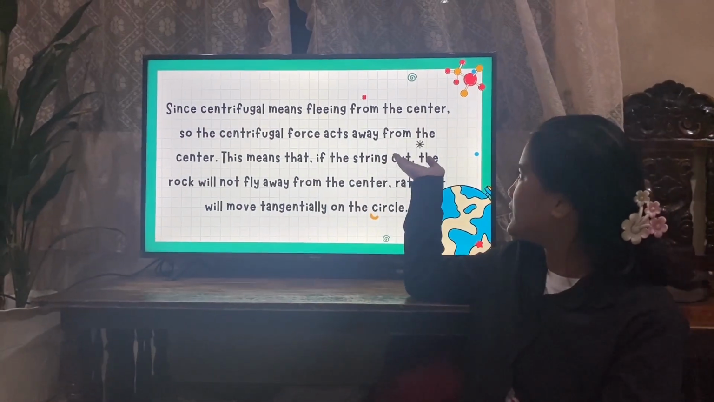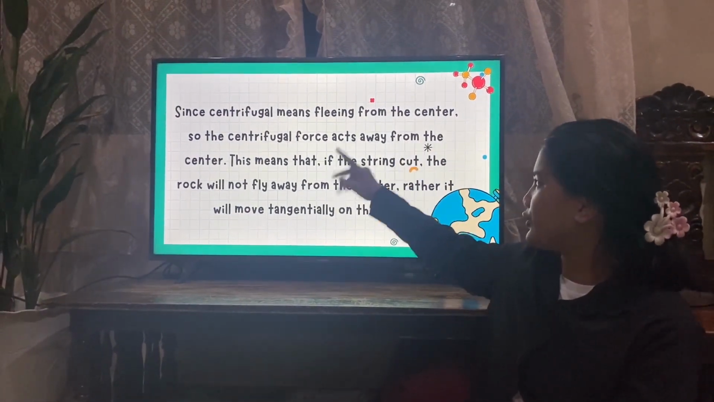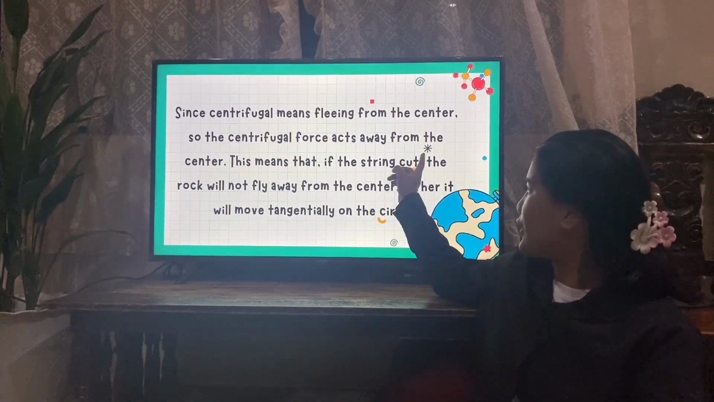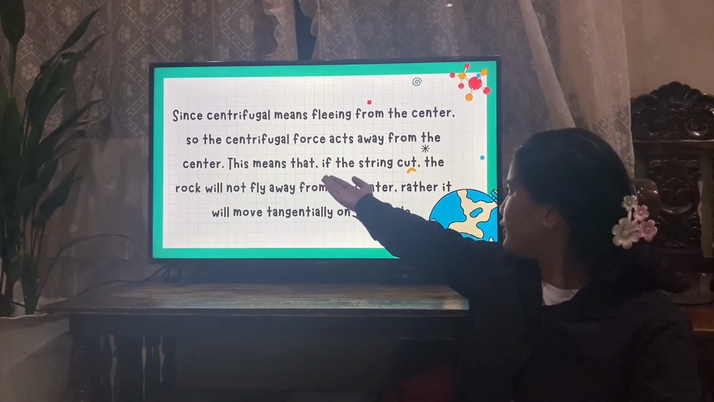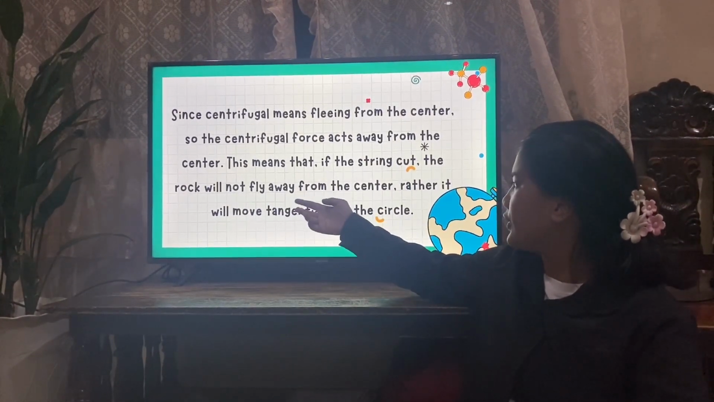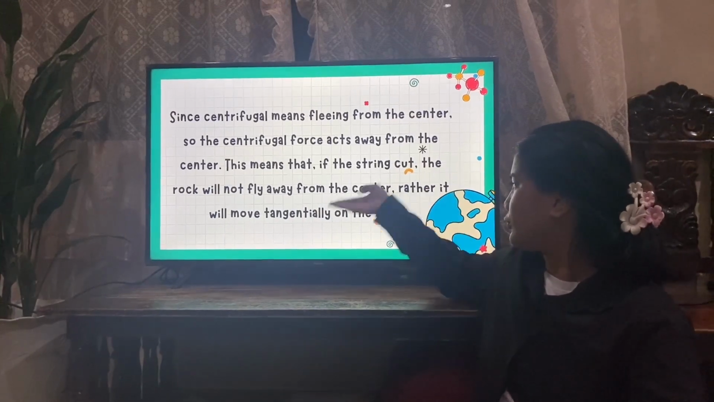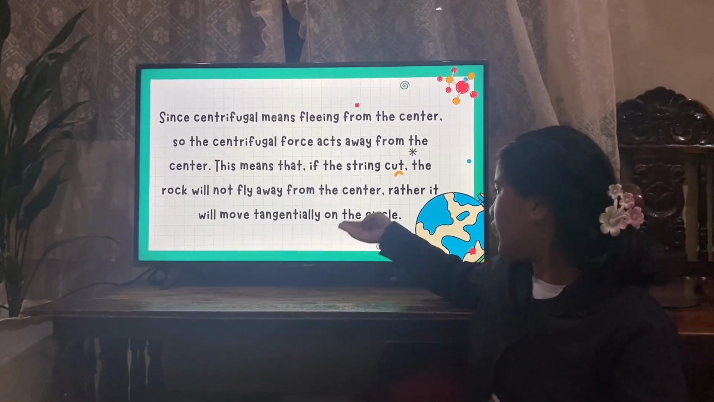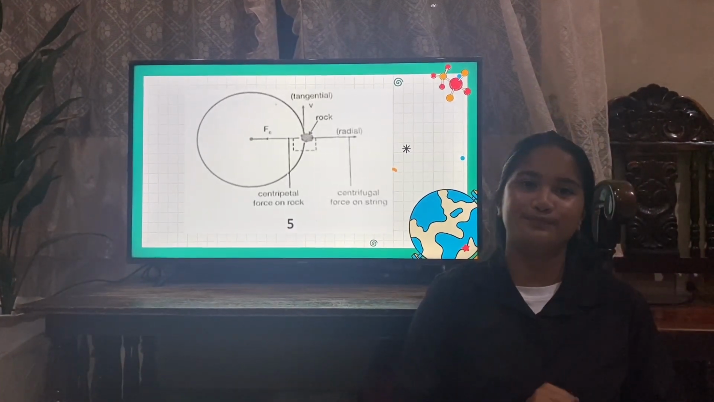Since centrifugal means fleeing from the center, the centrifugal force acts away from the center. This means that if the string is cut, the rock will not fly away from the center, rather it will move tangentially on the circle.